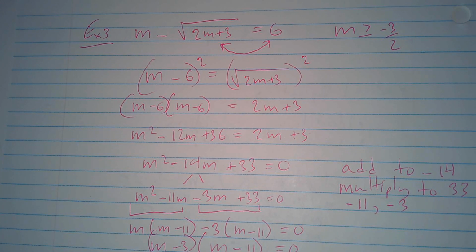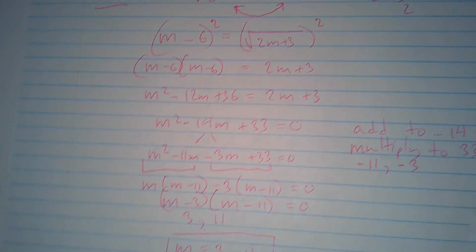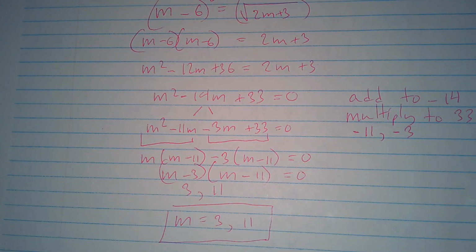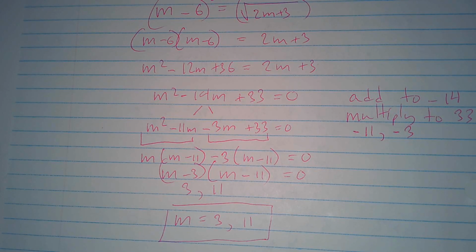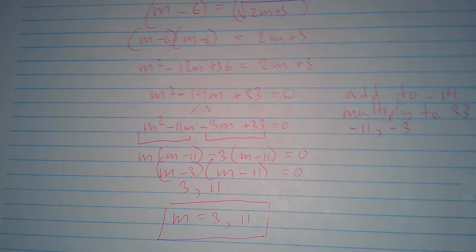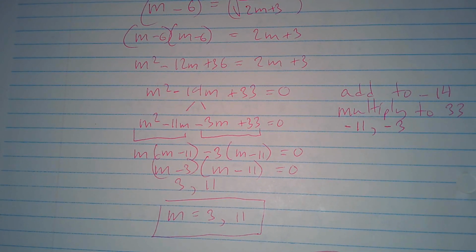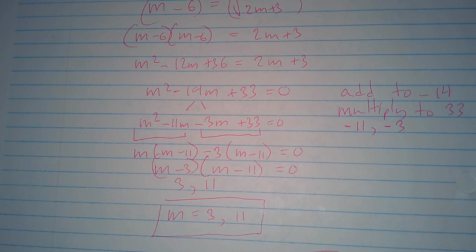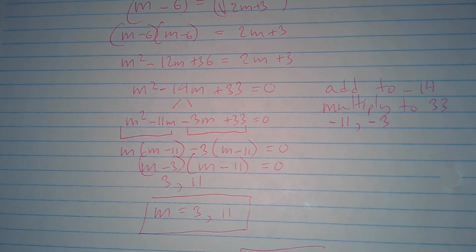This was the last example I had done in the notes. And I had these two answers, m equals 3 and m equals 11. I forgot to check to see if any of these answers were extraneous, and I noticed that when I looked at this again. So let's take these two answers and let's check them.